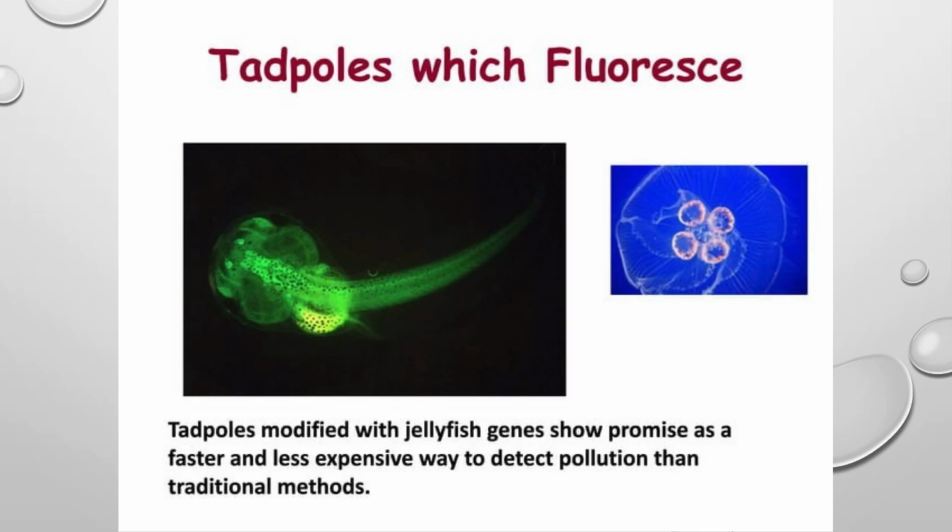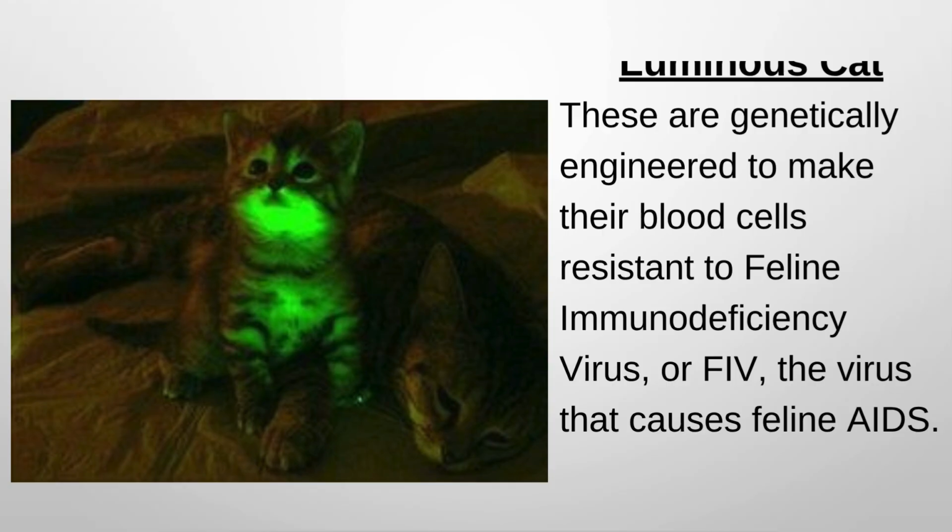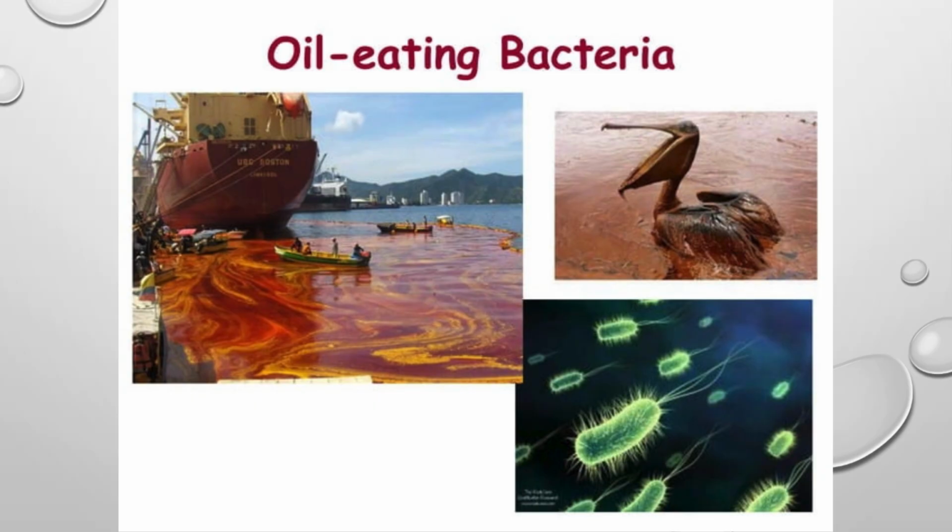We have these tadpoles which flourish. Tadpoles modified with jellyfish genes show promise as a faster and less expensive way to detect pollution than traditional methods. Then featherless chickens. It grows better in warm countries. And of course, no need for cooling. Luminous cat. These are genetically engineered to make their blood cells resistant to feline immunodeficiency virus or FIV, the virus that causes feline AIDS. And oil-eating bacteria.